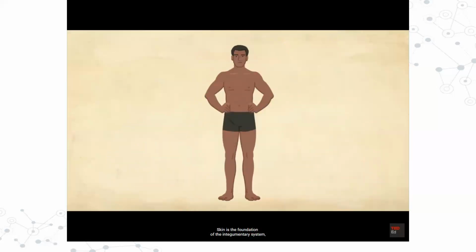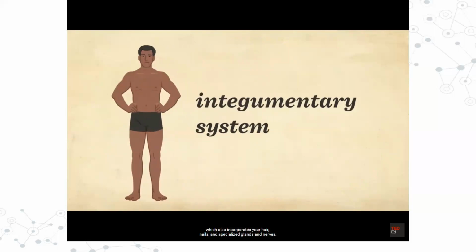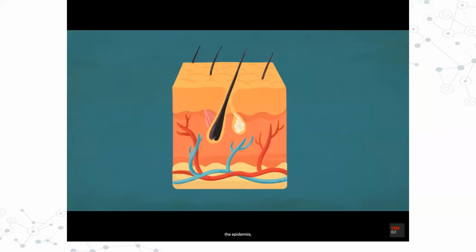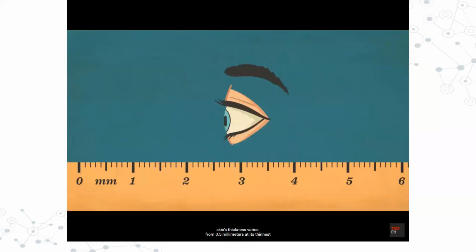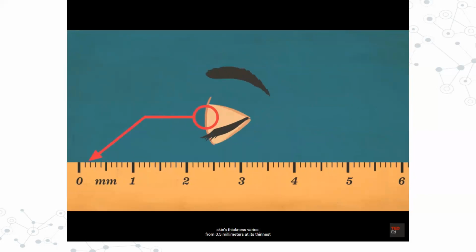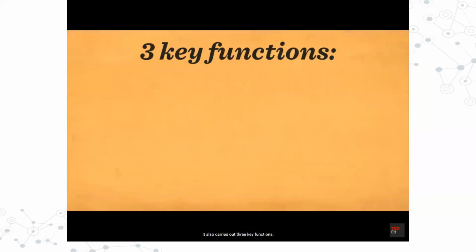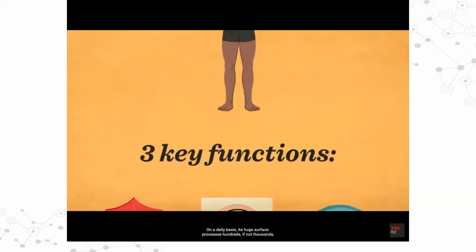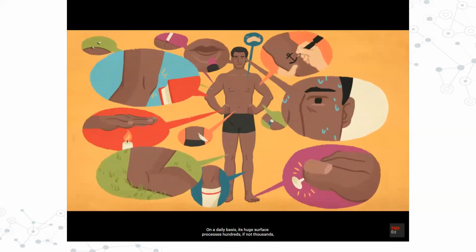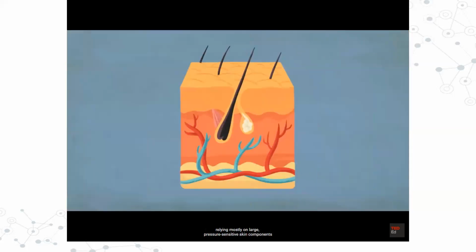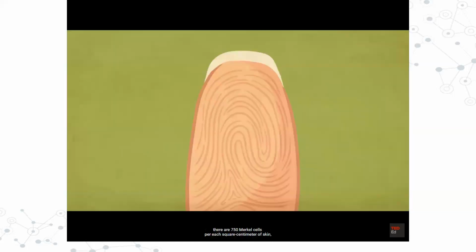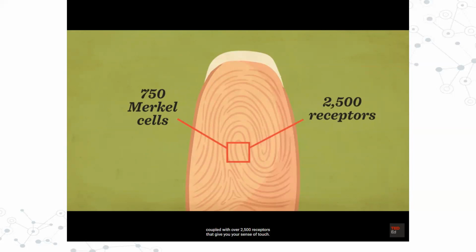First, the basics. Skin is the foundation of the integumentary system, which also incorporates your hair, nails, and specialized glands and nerves. Made up of 3 layers, the epidermis, dermis, and hypodermis, skin's thickness varies from 0.5 millimeters at its thinnest and up to 4 millimeters at its thickest. It also carries out 3 key functions: protecting, regulating, and sensing the world beyond its limits. On a daily basis, its huge surface processes hundreds, if not thousands, of physical sensations, relying mostly on large, pressure-sensitive skin components called Merkel cells. In your fingertips alone, there are 750 Merkel cells per each square centimeter of skin, coupled with over 2,500 receptors that give you your sense of touch.